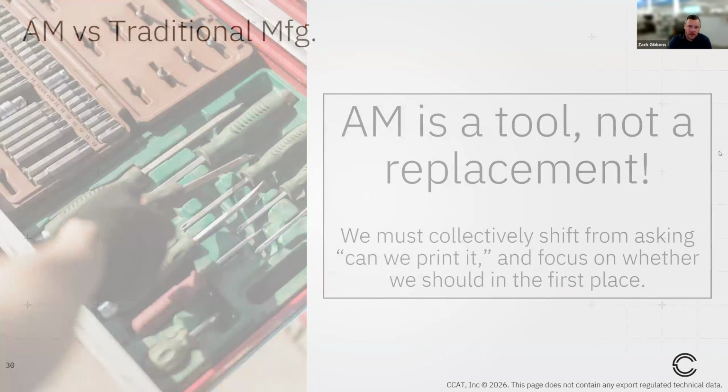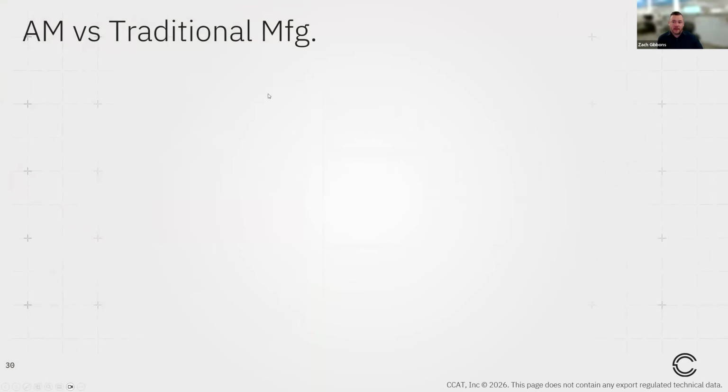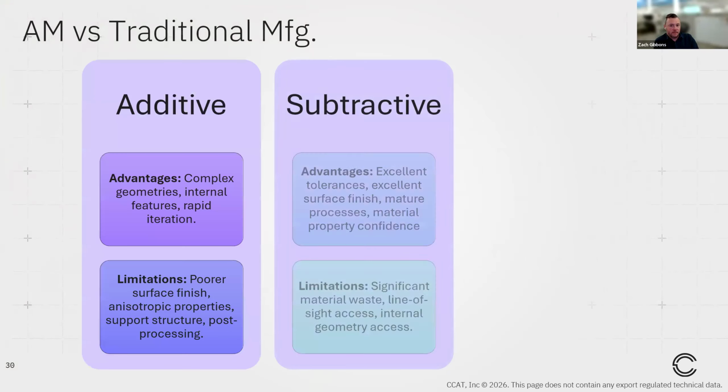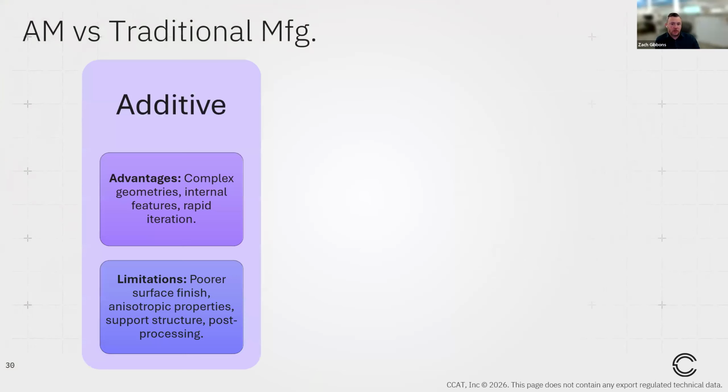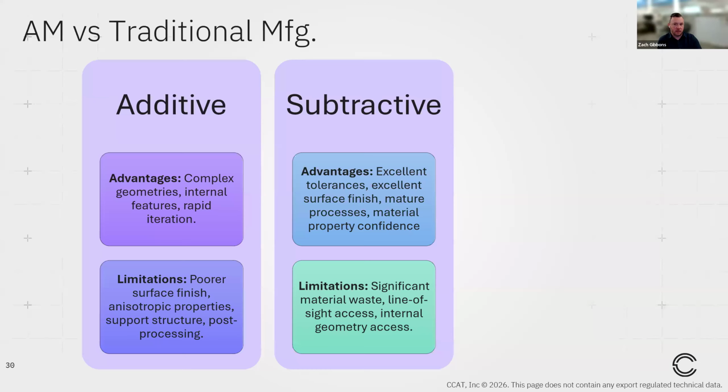And so if it is not a replacement tool, how does it stack up against our traditional manufacturing methods? Right? So additive, what is it good at? Complex geometries, internal features, rapid iteration, but everything has its limitations, right? We're generally going to receive a porous surface finish. We're going to have anisotropic material properties, right? That is not something I'm going to experience out of a process like casting in metal or injection molding plastic. So we have differing material properties in different build directions in most additive processes.